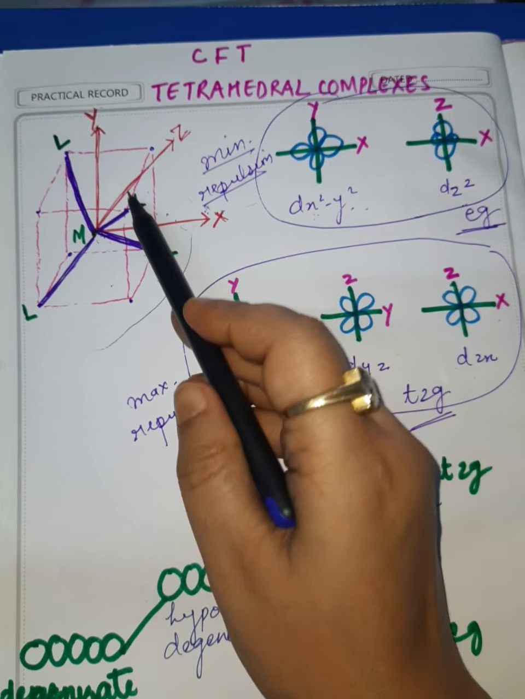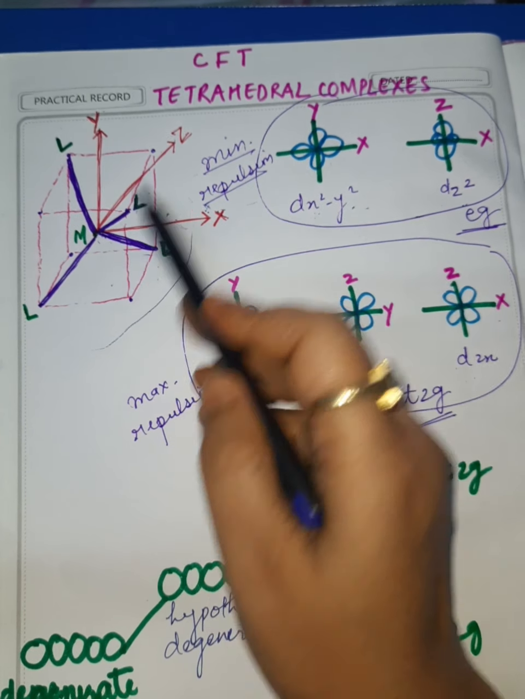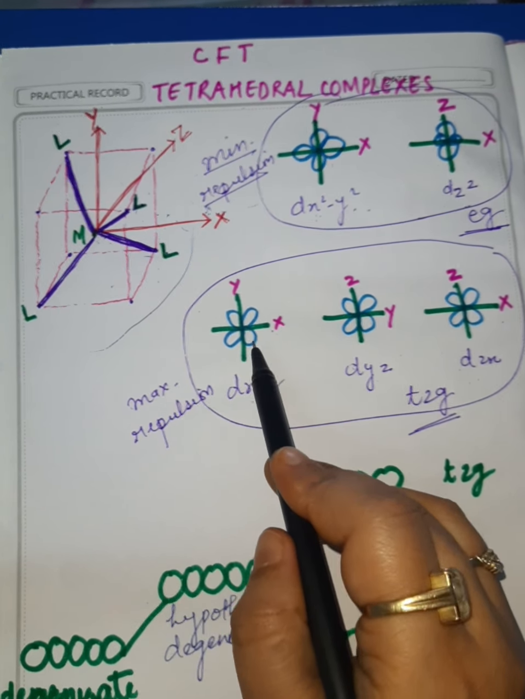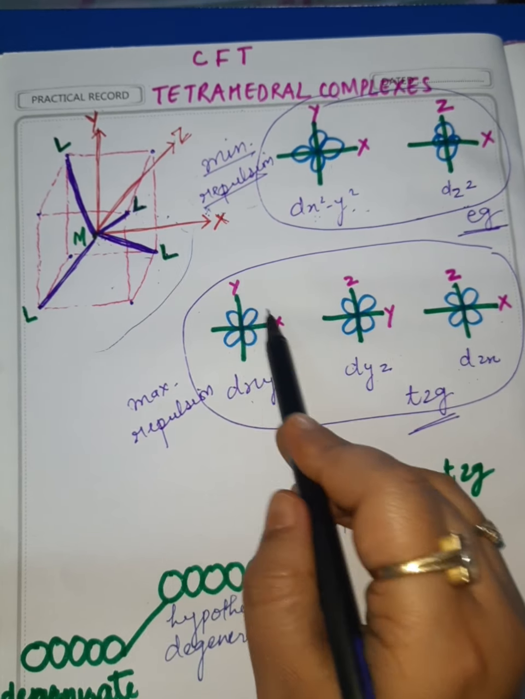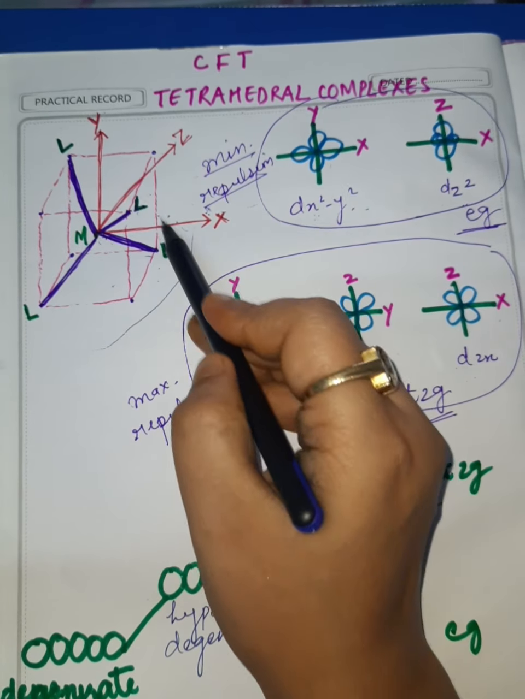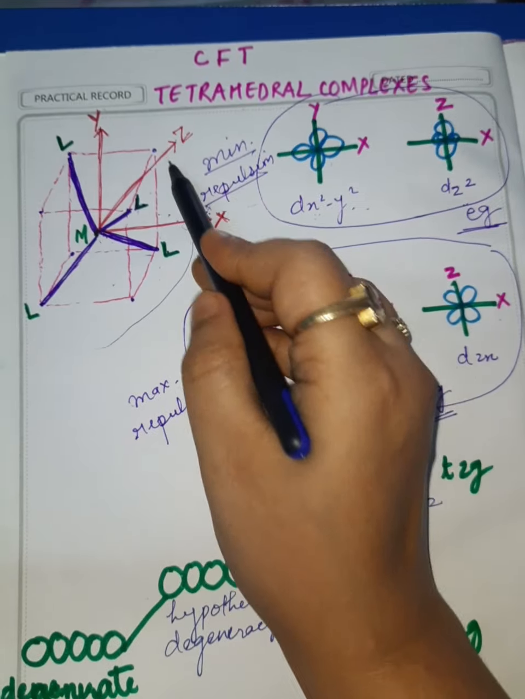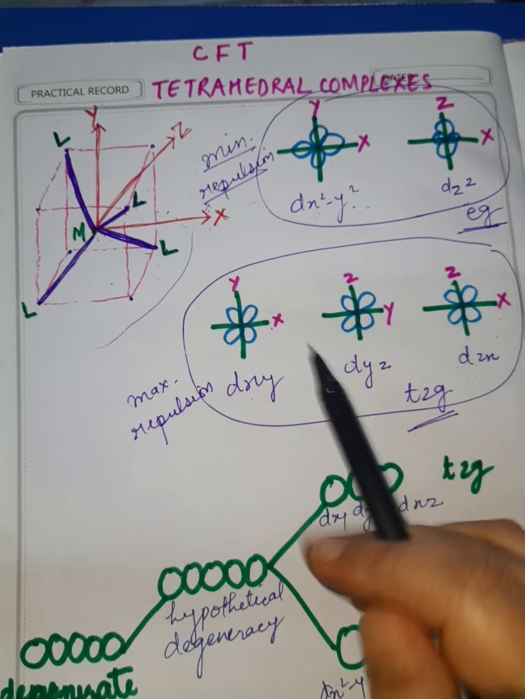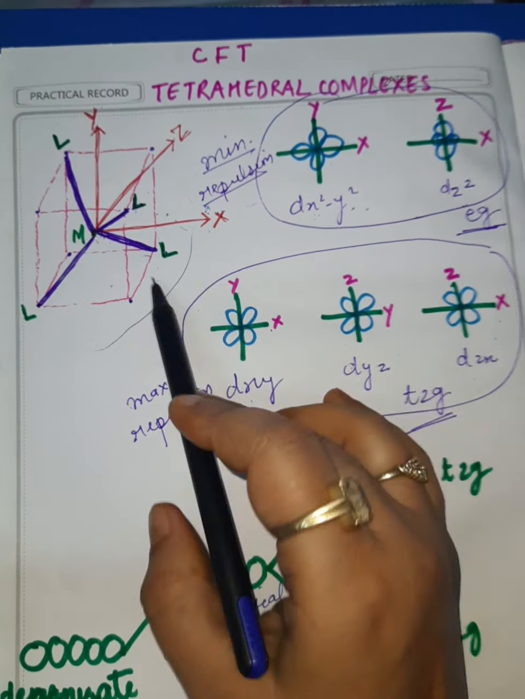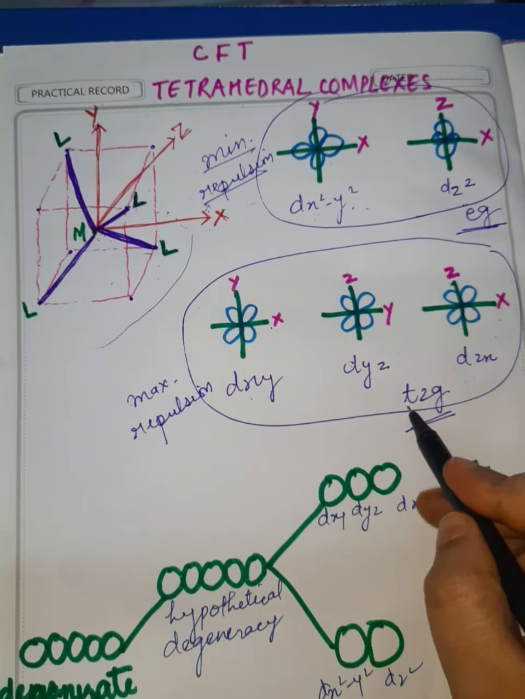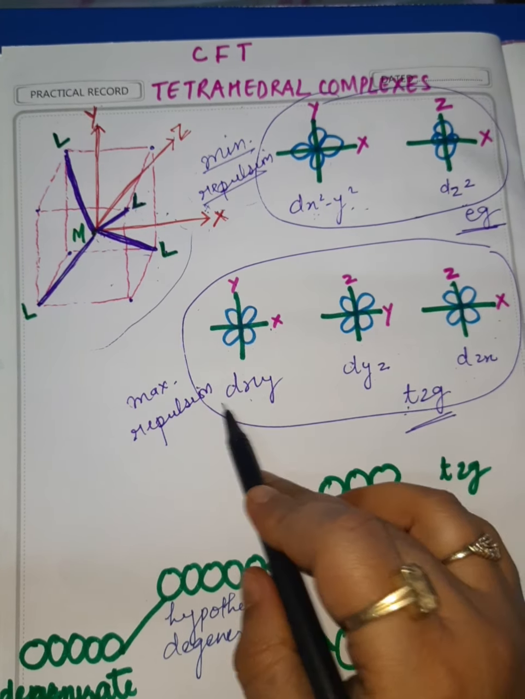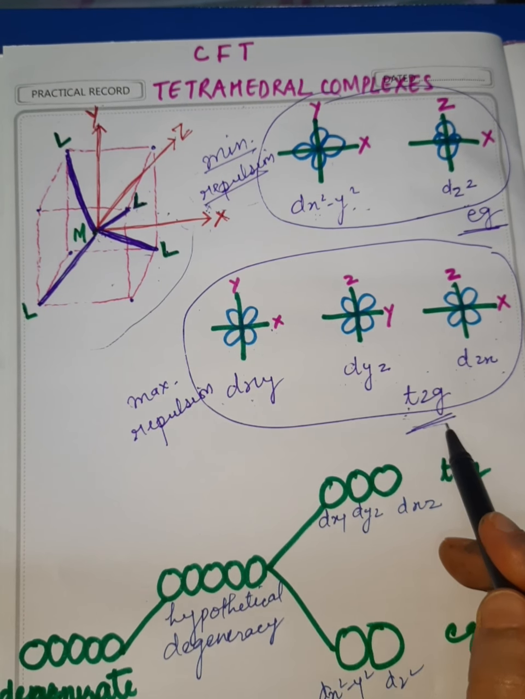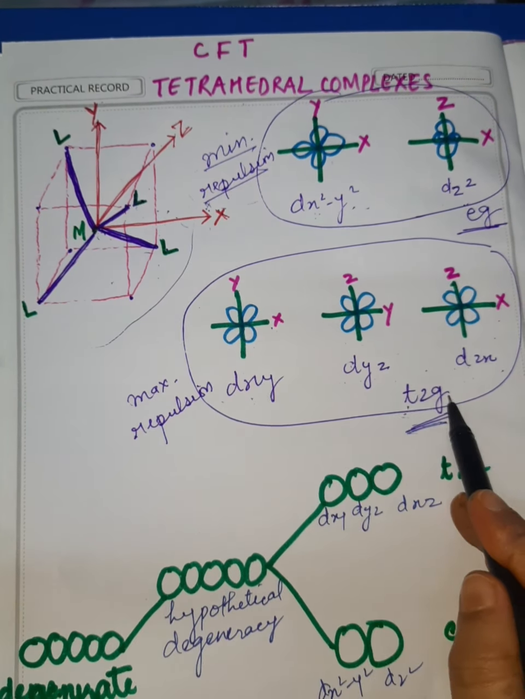Now when ligands approach the central metal atom or ion in case of tetrahedral complexes, the orbitals which have their lobes oriented between the axes, whatever the axis is, these orbitals get the maximum repulsion. So in case of tetrahedral complexes, the T2G set of orbitals, T2G set means dxy, dyz, dzx. These 3 orbitals are always called the T2G set orbitals. So T2G set orbitals get the maximum repulsion.